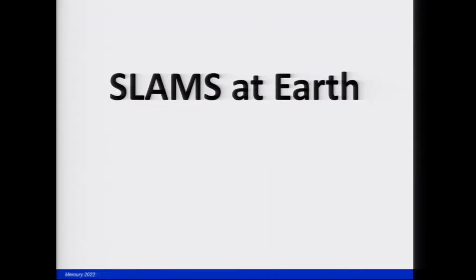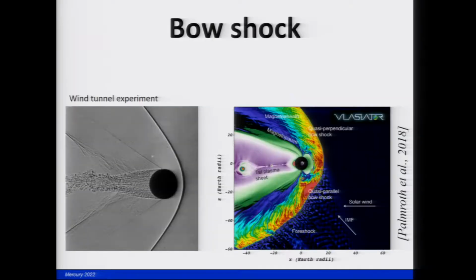Now, okay, SLAMs, short, large-amplitude magnetic structures. For Mercury and MESSENGER, it's been quite fruitful to have a look at regions and phenomena in the Earth's magnetosphere and check if they also exist at Mercury, and if so, compare and contrast. So let's have a look at SLAMs at Earth. And first of all, let's have a look at the bow shock, where this takes place.